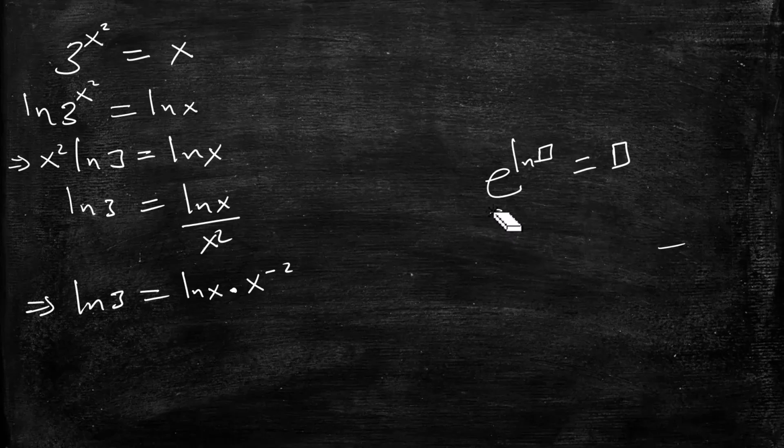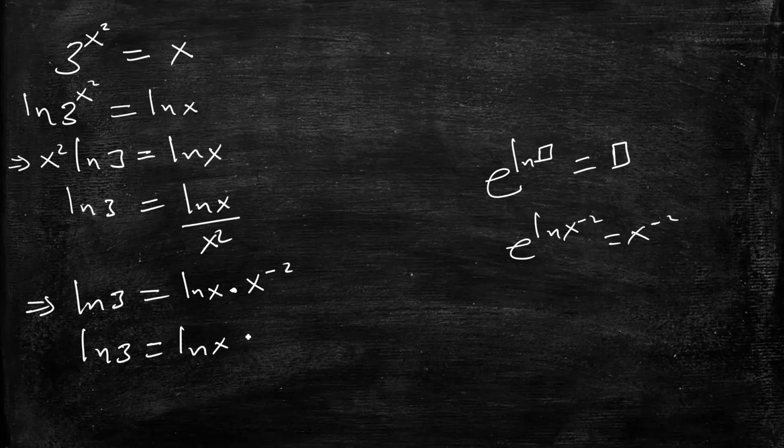Now we can do this since e raised to ln of x is x, and e raised to ln of x raised to negative 2 is x raised to negative 2. We can rewrite this as ln of x times e raised to ln of x raised to negative 2. Why are we introducing the e? Because we want to introduce the Lambert W function. That's the idea.